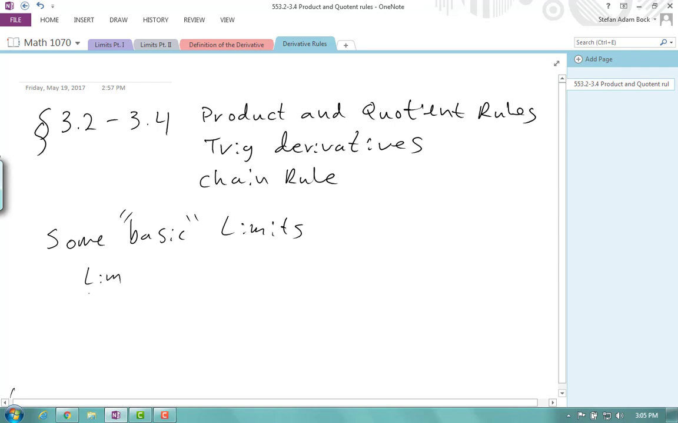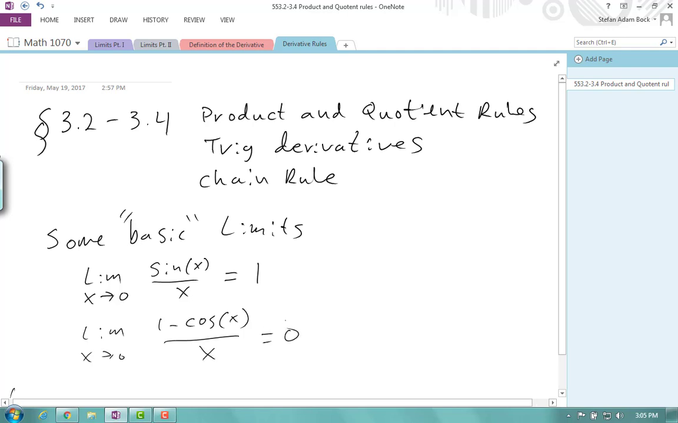So the first is if you have the limit as x goes to 0 of sine of x over x, this limit is equal to 1. And if you have the limit as x goes to 0 of 1 minus cosine of x divided by x, you get 0.